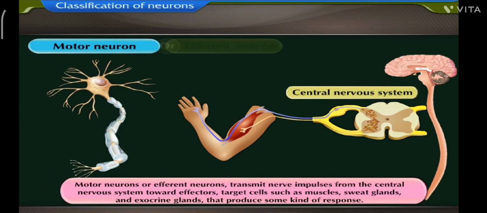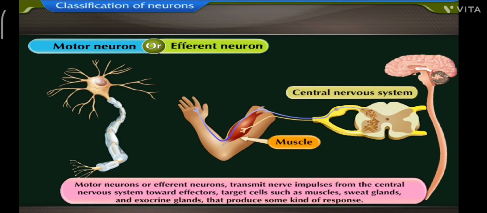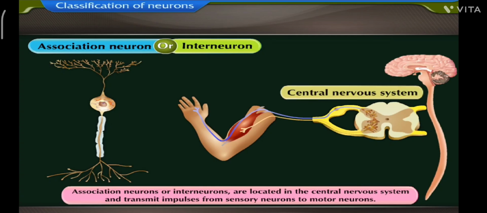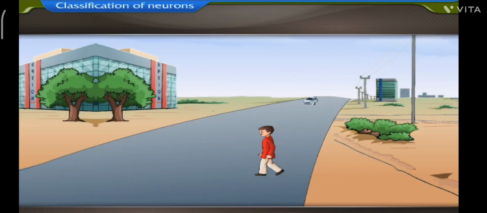Motor neurons, or efferent neurons, transmit nerve impulses from the central nervous system towards effectors, target cells such as muscles, sweat glands, and exocrine glands that produce some kind of response. Association neurons, or interneurons, are located in the central nervous system and transmit impulses from sensory neurons to motor neurons. Let us study some examples which will reflect our responses to certain situations in our day-to-day life.